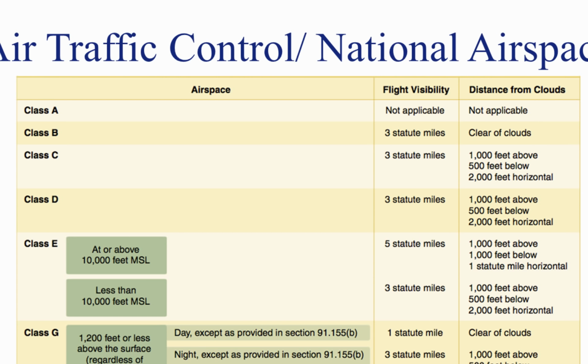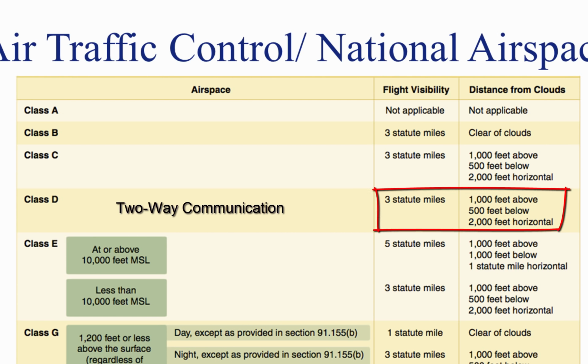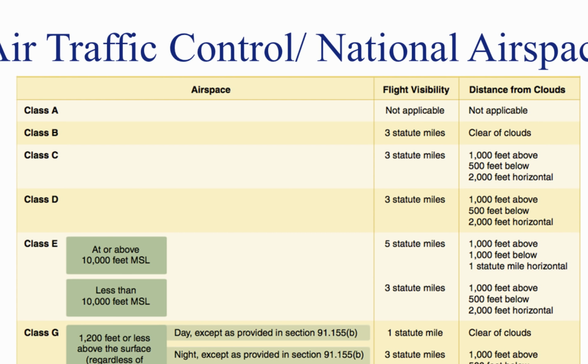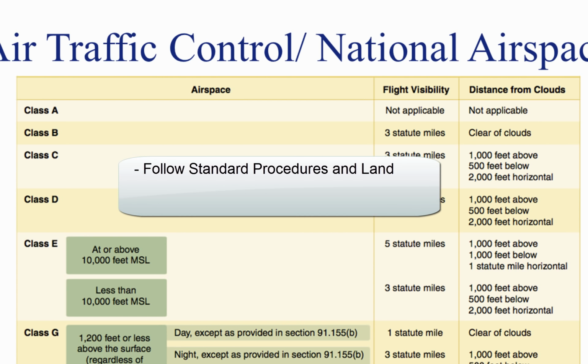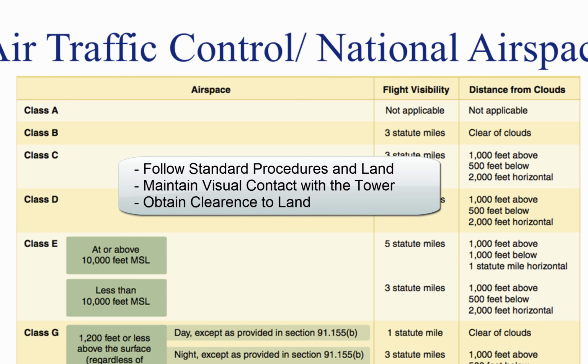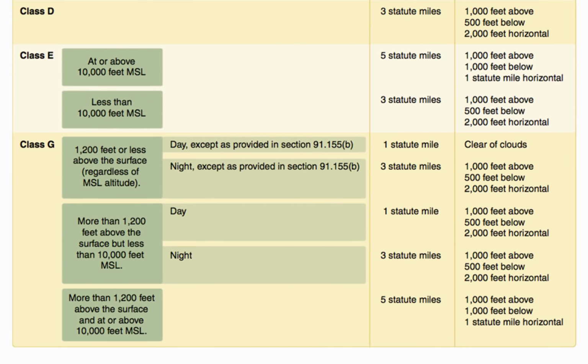In Class D airspace, the aircraft taking off or landing must maintain two-way communication with the tower. The weather minimums for Class D are the same as Class C. If the aircraft radios fail at any time under VFR flight, the pilot should follow standard procedures and land if weather conditions are above minimums, maintain visual contact with the tower, and obtain clearance to land. Class E and G both have their own special minimums for different circumstances as seen above.